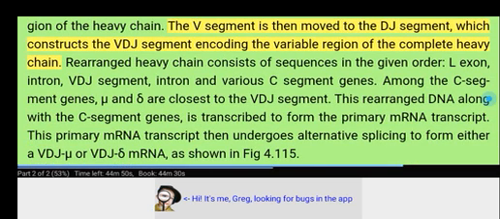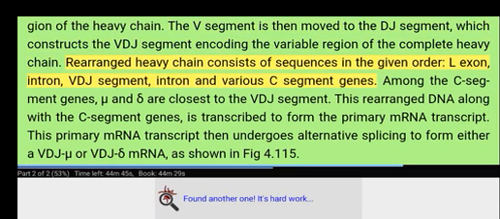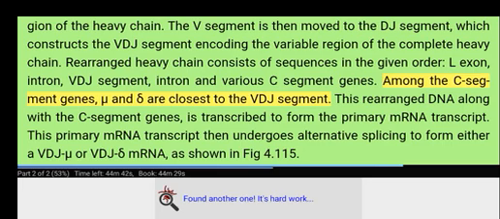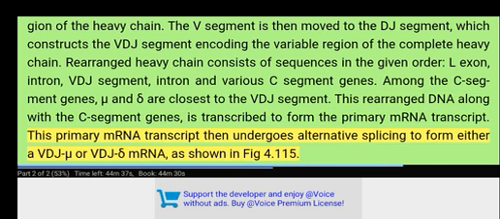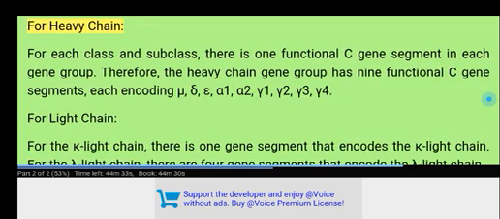The V segment is then moved to the DJ segment, which constructs the VDJ segment encoding the variable region of the complete heavy chain. The rearranged heavy chain consists of sequences in the given order: L-exon, intron, VDJ segment, intron, and various C segment genes. Among the C segment genes, mu and delta are closest to the VDJ segment. This rearranged DNA along with the C segment genes is transcribed to form the primary mRNA transcript. This primary mRNA transcript then undergoes alternative splicing to form either a VDJ mu or VDJ delta mRNA, as shown in Fig 4.115.